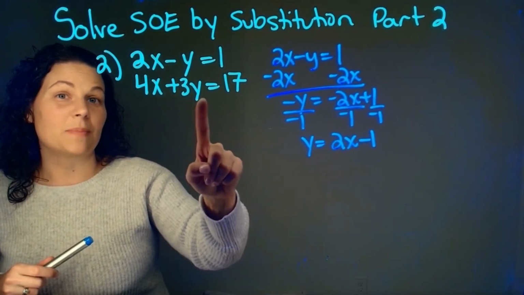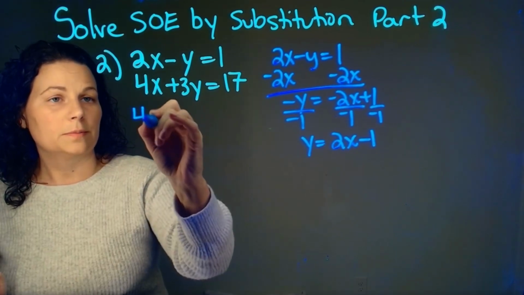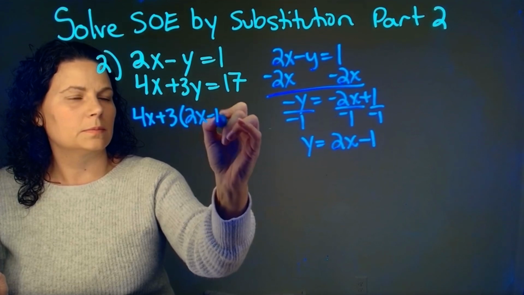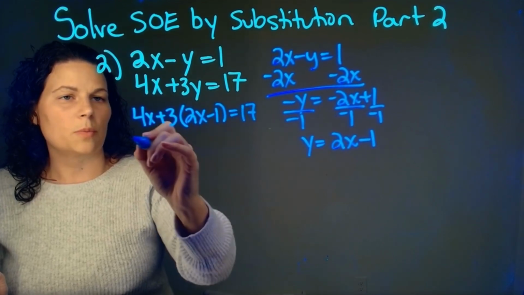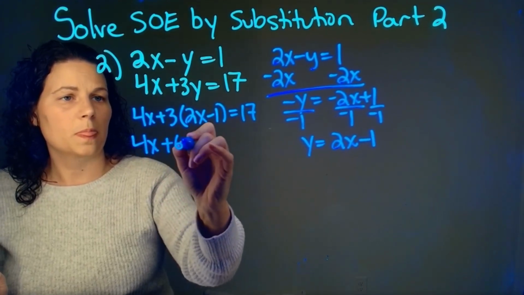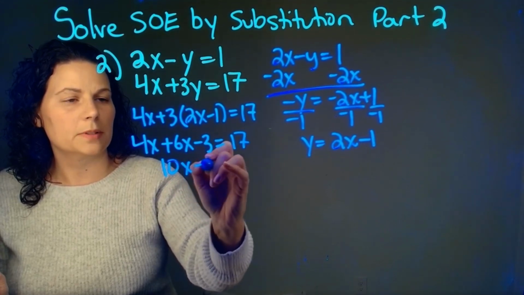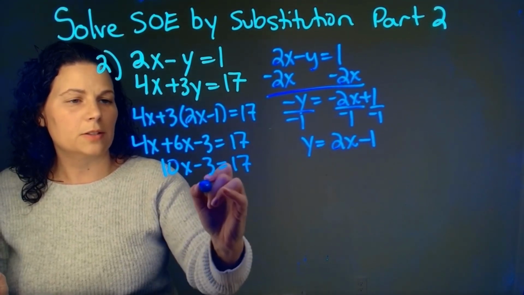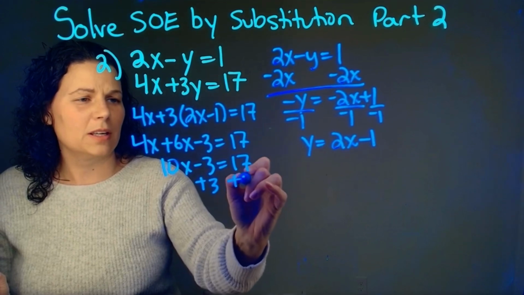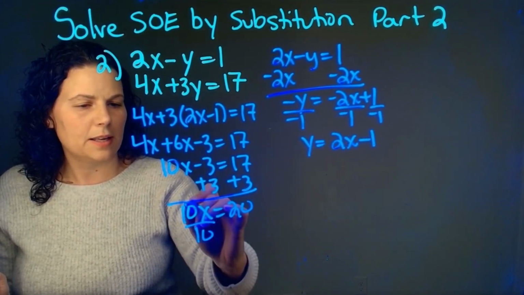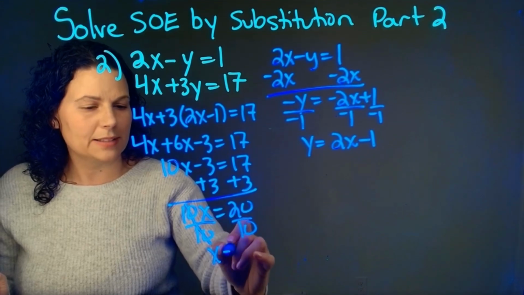Then I can plug it into my other equation. Make sure you use parentheses. So then we distribute. Combine like terms. Now let's solve that. We're going to add 3. Divide by 10. And we get x equals 2.